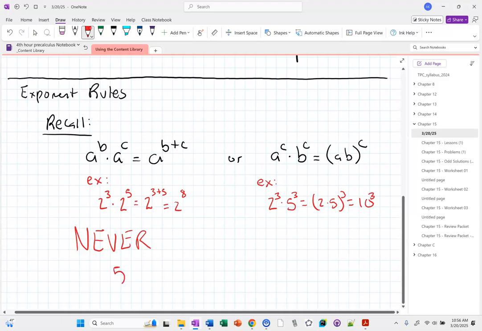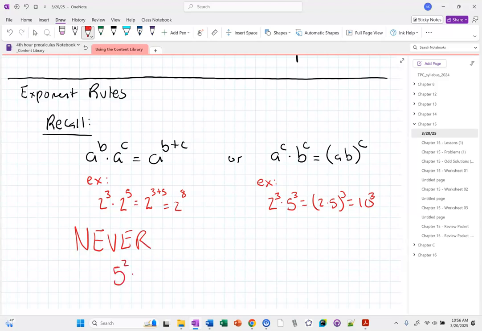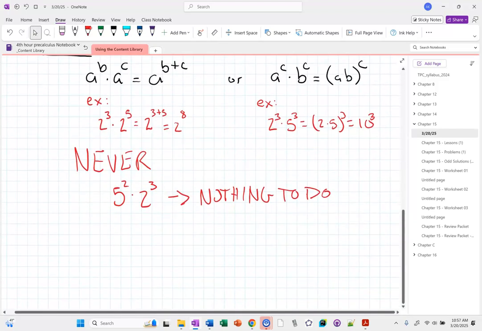What you're never able to do is if I have 5 to the second times 2 to the third, I can't do anything with that. Notice that the bases for the two exponentials are different. One is 5 and the other is 2. And the exponents are different. One is 2 and the other is 3. So there's nothing to do there. Can't do anything with that.